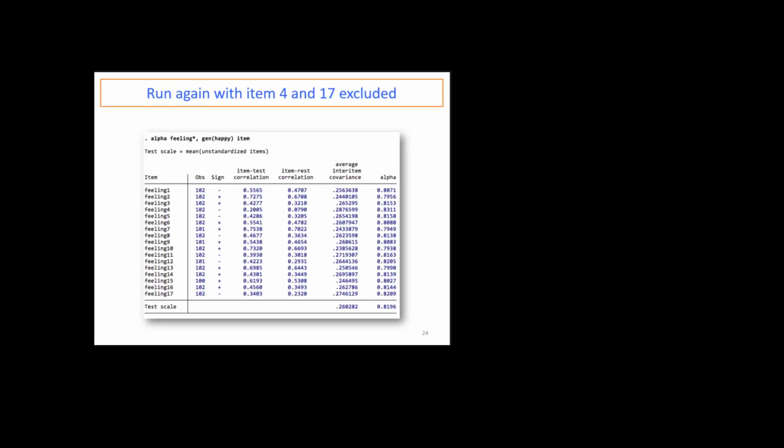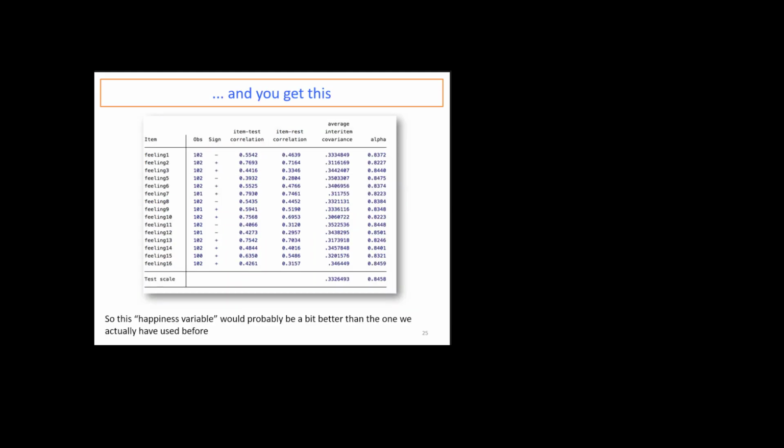Okay, we're now going to look at an exercise, how that works if you delete an item. If you look at this, then we might delete feeling 4 and feeling 17, because if you delete those 2 items, then the alpha score will be higher. And you see that the alpha increased to 0.85 by deleting those 2 items. So you might consider doing that.